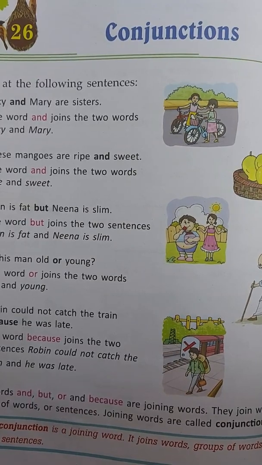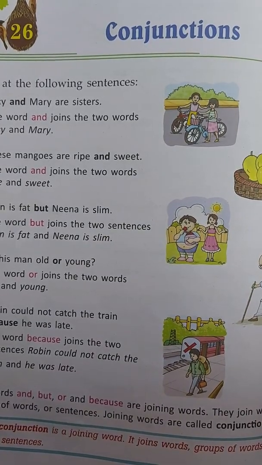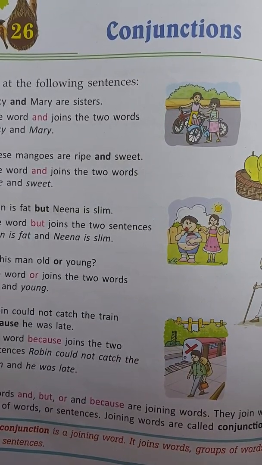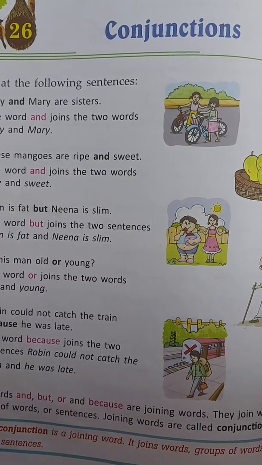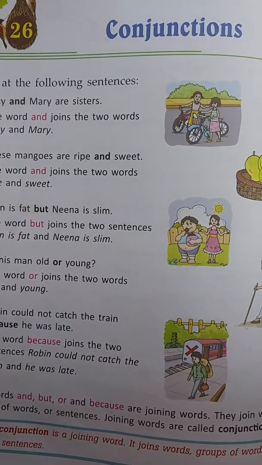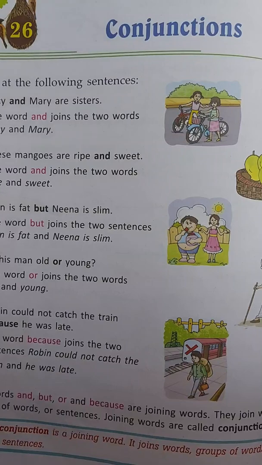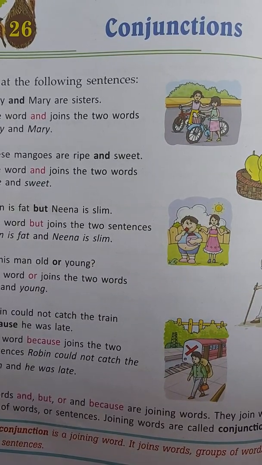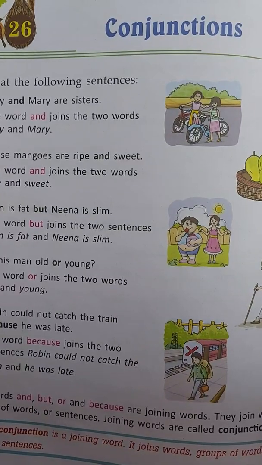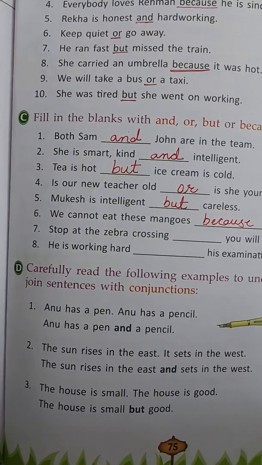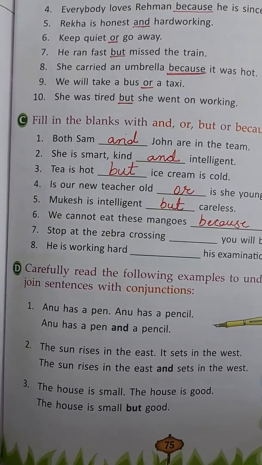Children, we have already done the topic conjunctions, right? But we left two exercises from this topic. So today we will discuss those two exercises. Before doing them, I would like to tell you once again that conjunctions are joining words. They join words, groups of words or sentences. Today we will see how conjunctions join sentences. We will look at exercise D of the topic conjunctions today.